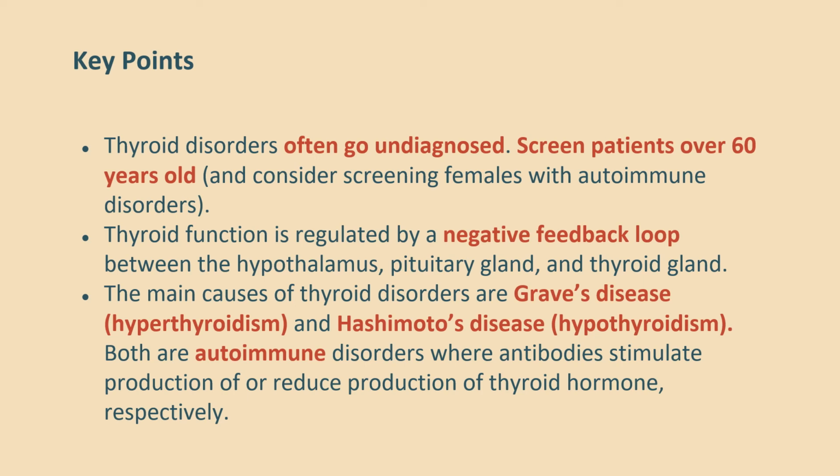Thyroid function is regulated by a negative feedback loop between the hypothalamus, the pituitary gland, and the thyroid gland. The main causes of thyroid disorders are Graves' disease for hyperthyroidism and Hashimoto's disease for hypothyroidism. Both of these are autoimmune, where antibodies stimulate the production of or reduce production of the thyroid hormone, respectively.